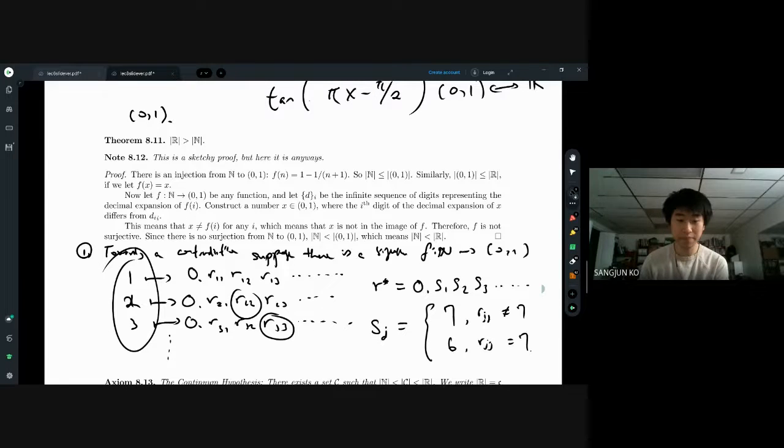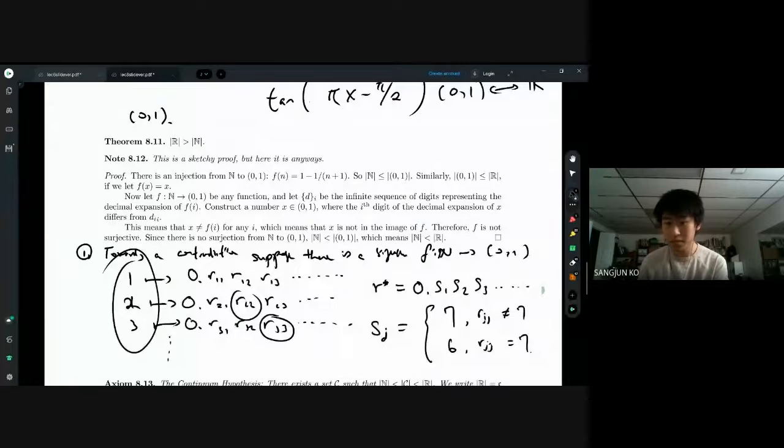Does that make sense? Is everyone okay with how I cooked up R star and how I cooked up SJ and where the contradiction came from? Because this diagonalization argument comes up in different contexts also.